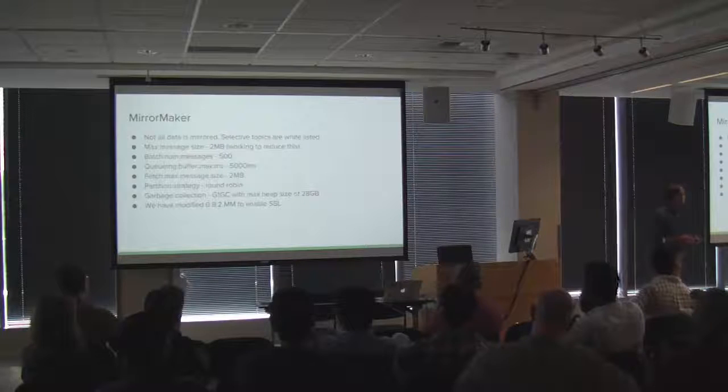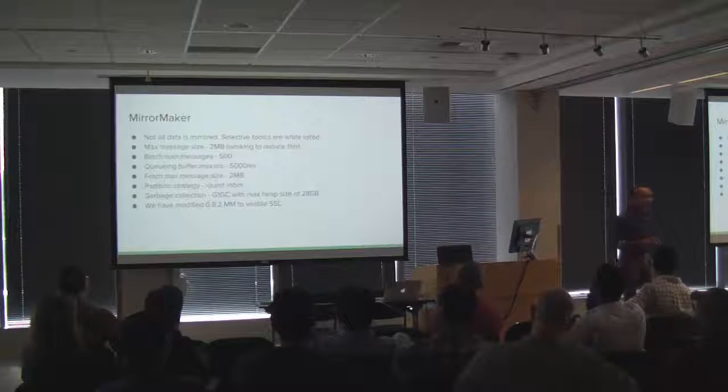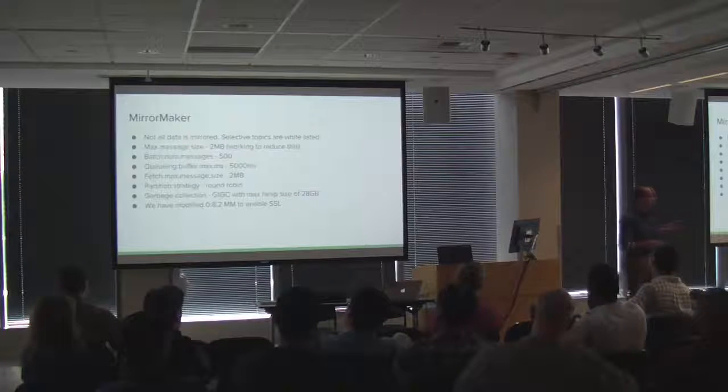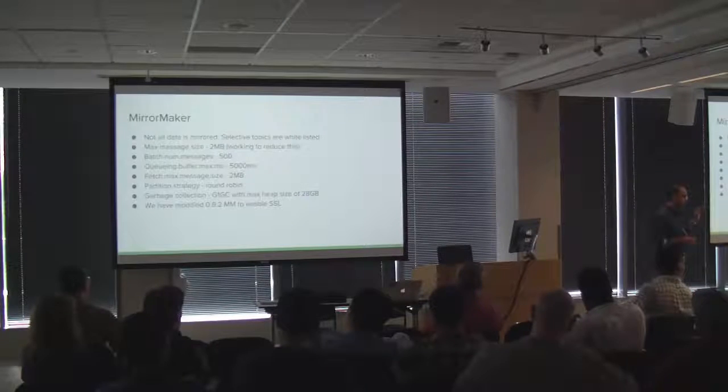We use G1 GC with a max heap size of 28 GB on the garbage collection side, and then we have modified the 0.82 Mirror Maker to support SSL. And that's one of the key areas that we would want to stick to when we move to 0.9, to stick to the supported version, with support for SSL.